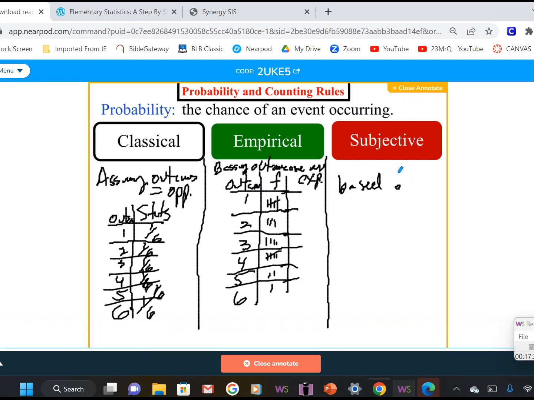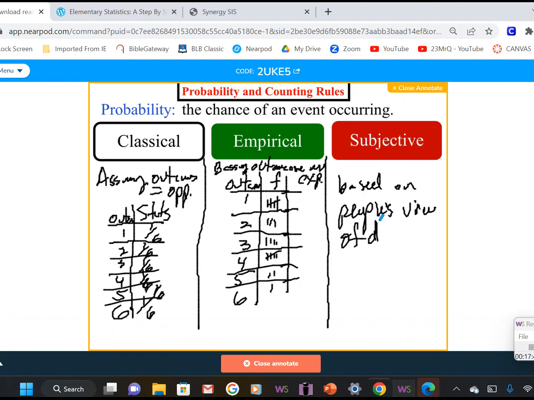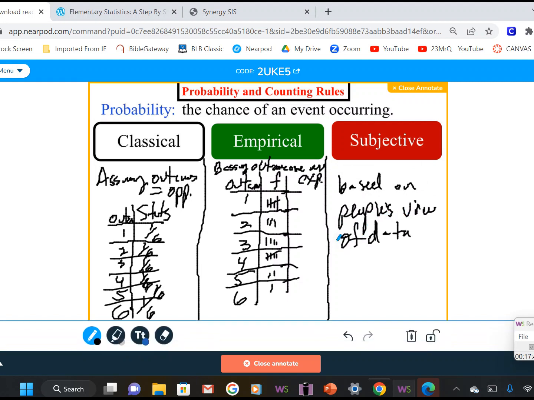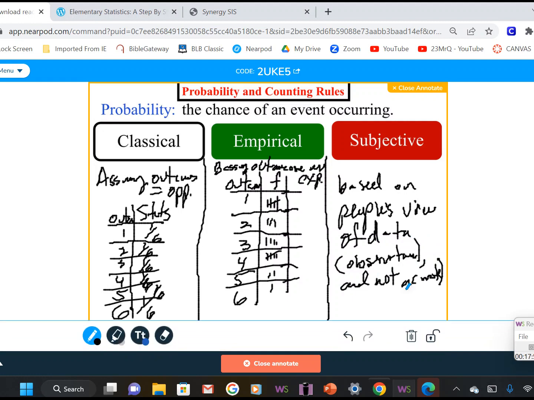Based on people's view of data. So in other words, in parentheses, observational, comma, and not accurate. That one's usually the not accurate type of probability, which is sometimes, but you know what? At times it does come out.